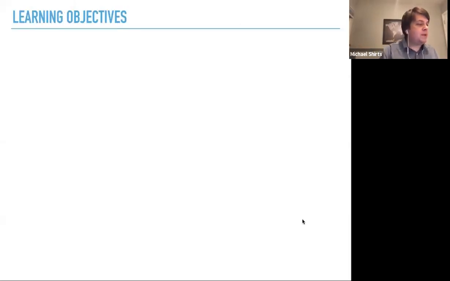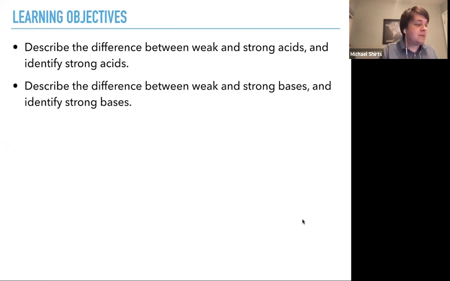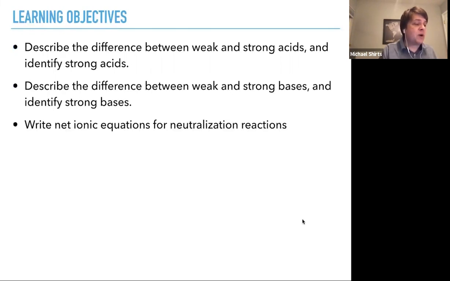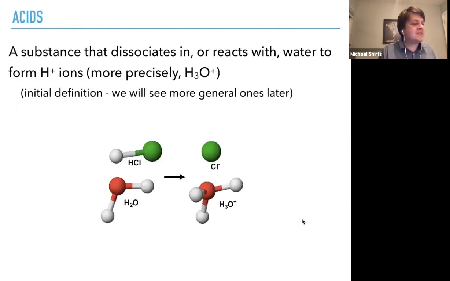This is probably going to be review for a lot of you, but let's go over some of the learning objectives here. We want to be able to describe the difference between weak and strong acids and identify strong acids, describe the difference between weak bases and strong bases and identify strong bases, and write net ionic equations for neutralization reactions.